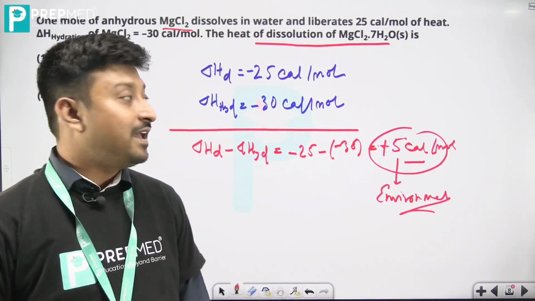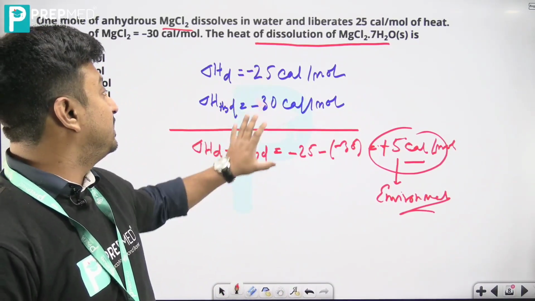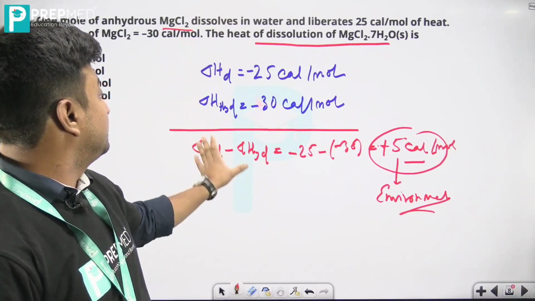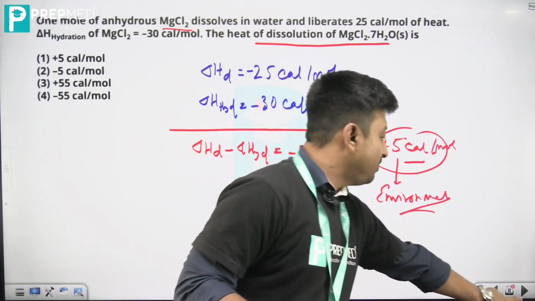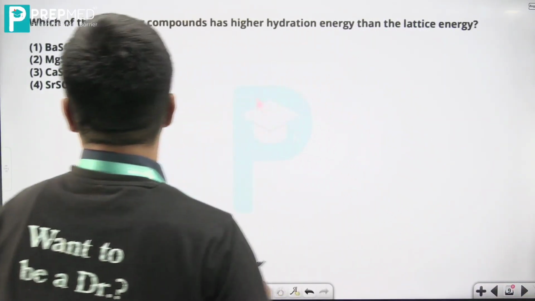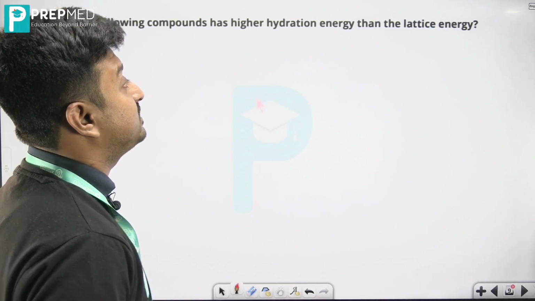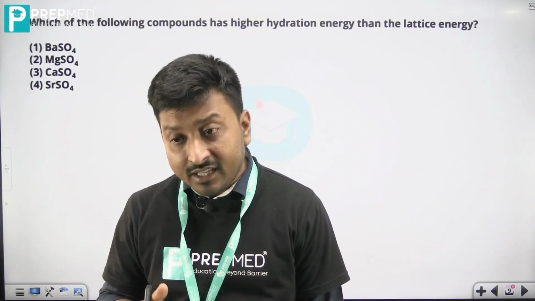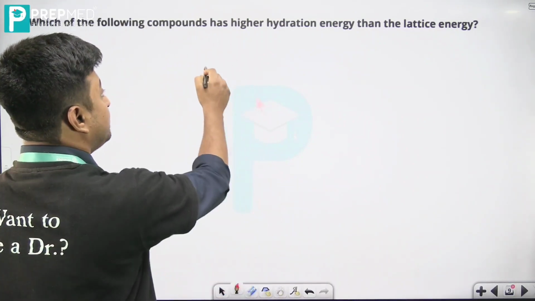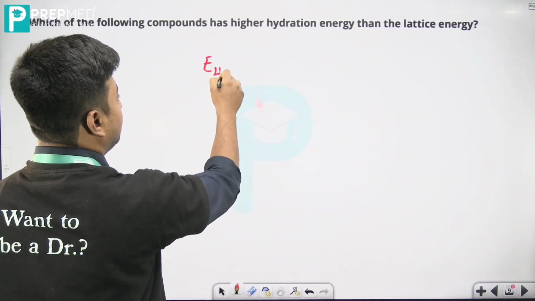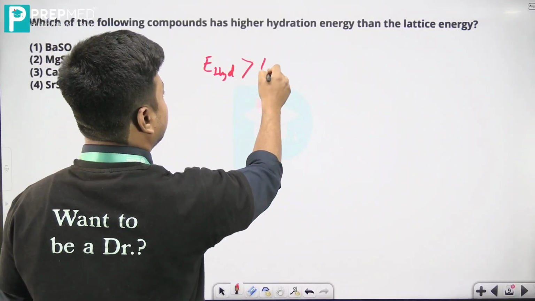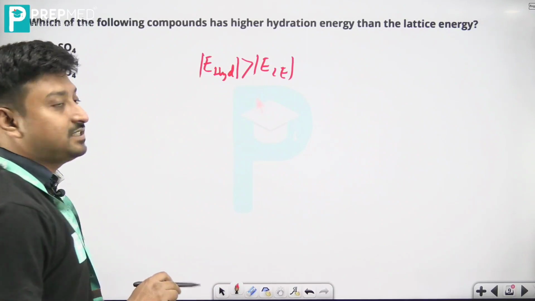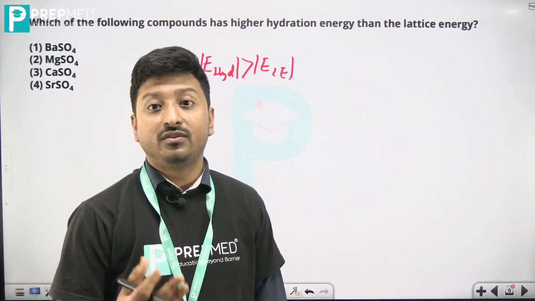Okay, समझ में आया? So when you calculate the dissolution energy, you have to calculate your dissolve energy minus your hydration energy. Next problem एक और देखते हैं. Which of the following compounds has higher hydration energy than lattice energy? Higher hydration energy, मतलब what I said, the condition for the higher hydration energy than lattice energy, इसका मतलब क्या है? इसका मतलब है the molecule is more soluble.